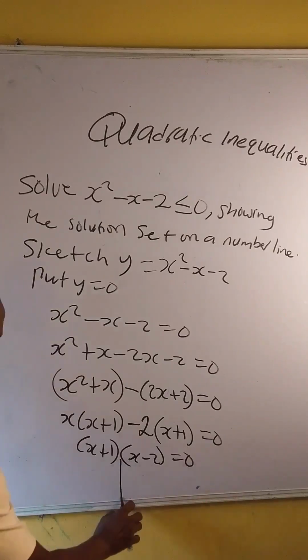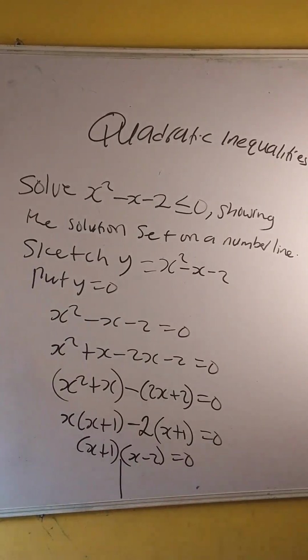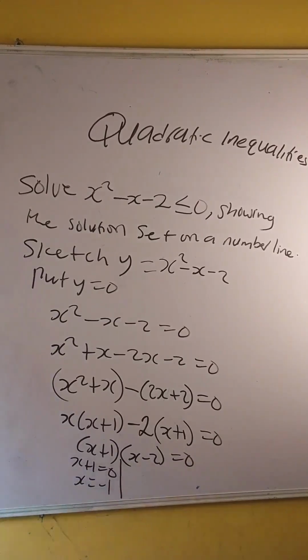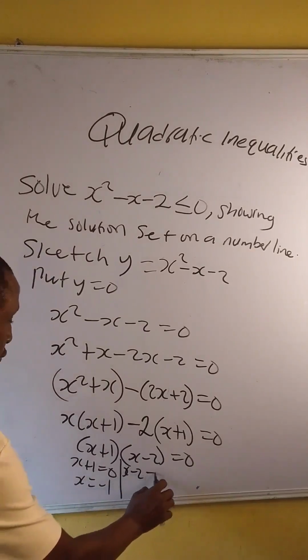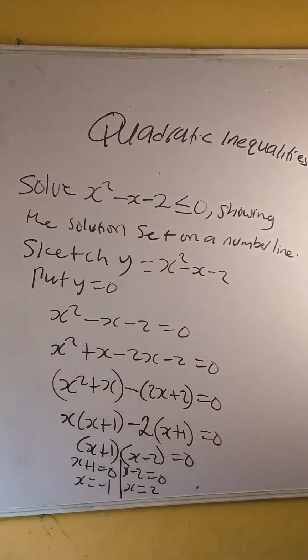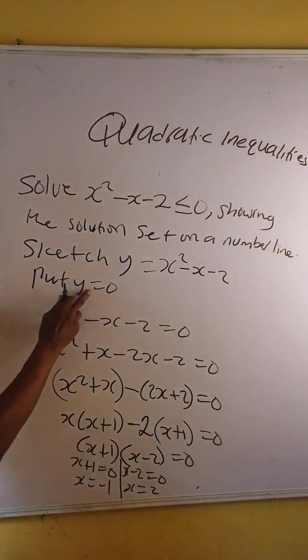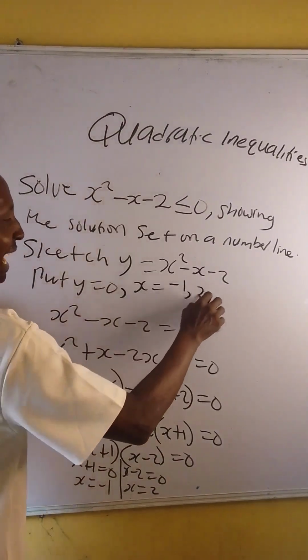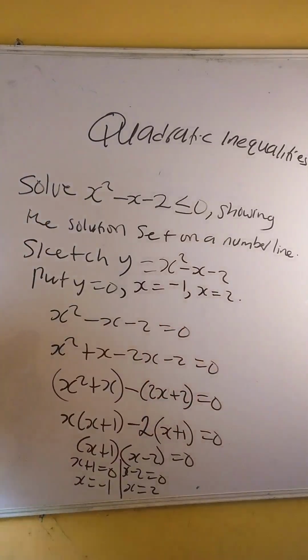From here, I'm going to bring out my values for x. x plus 1 equals 0, so x equals minus 1. x minus 2 equals 0, so x equals 2. So the two values of x are minus 1 and 2. Note that when we put y equals 0, x equals minus 1 and x equals 2. So you have done that.